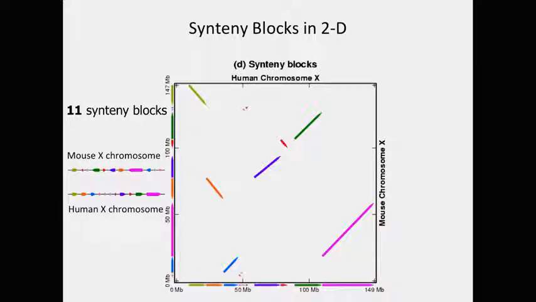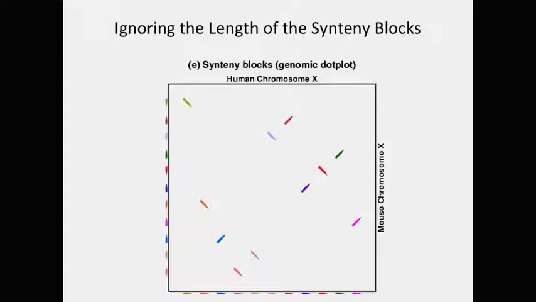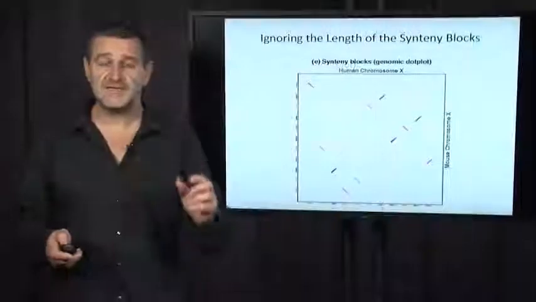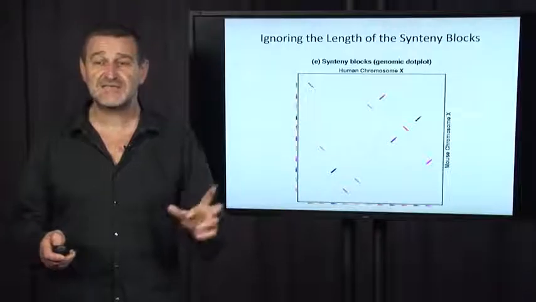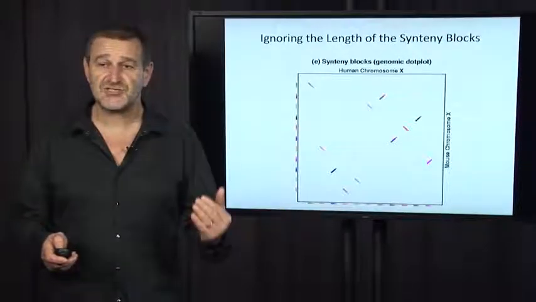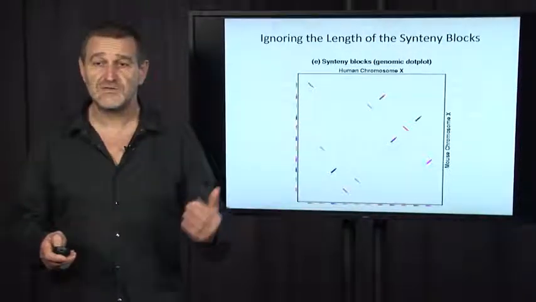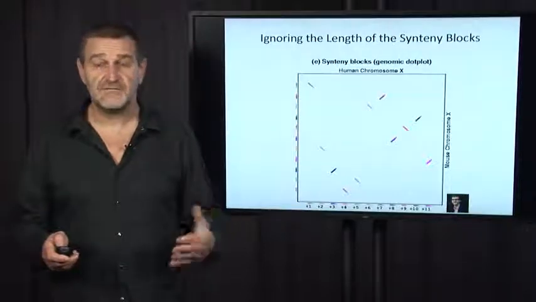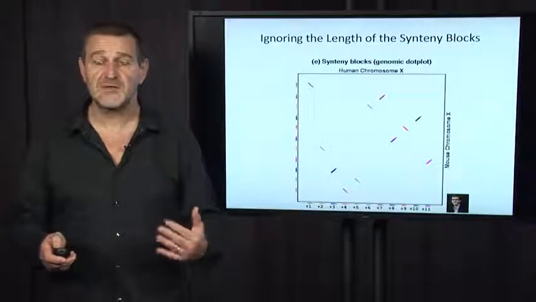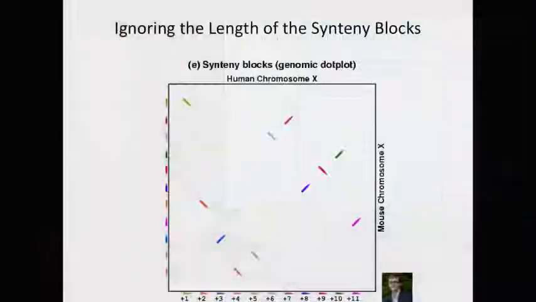Moreover, since we are not particularly interested in the scale of these blocks, and even if some blocks appear small, there are maybe hundreds of genes in each of the blocks, it's just an issue of scale. So let's represent each block by a diagonal of the same size. And once again, if we project these blocks in 2D to the x-axis, we will get the arrangement of Synteny blocks in human. And if we project them to the y-axis, we will get the arrangement of Synteny blocks in mouse.